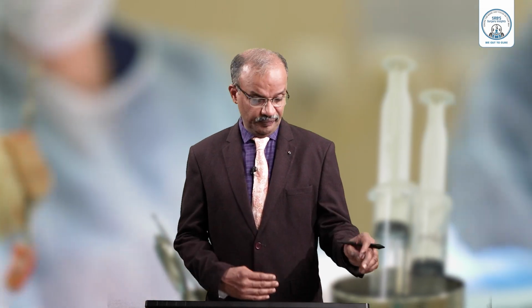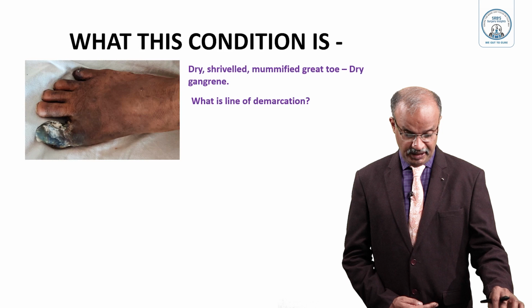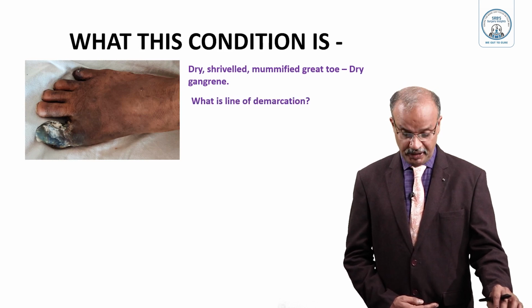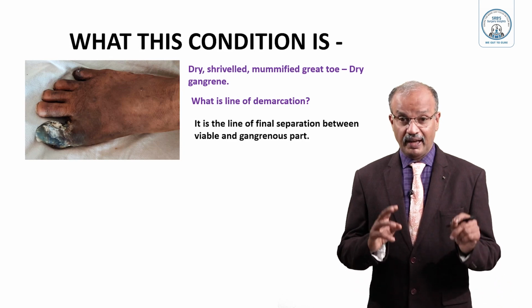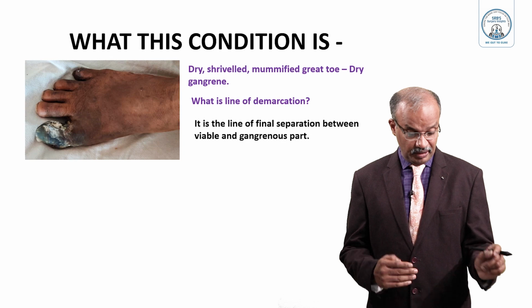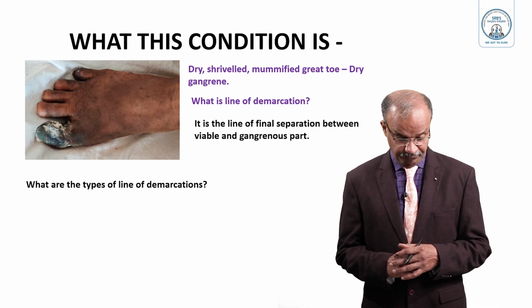Hello students, we'll go through an important clinical sign which is very commonly asked in the clinical exam and a very interesting one. So what this condition or clinical sign is: dry shriveled mummified great toe. What is the line of demarcation? It's a line of final separation between viable and gangrenous part. So what are the types of lines of demarcation?